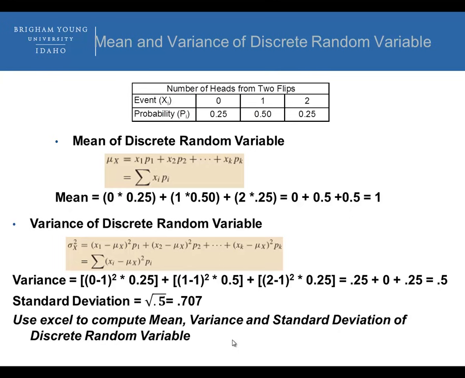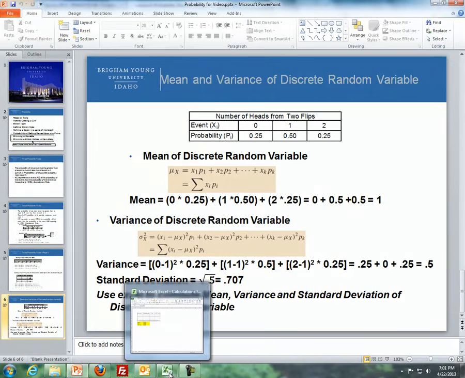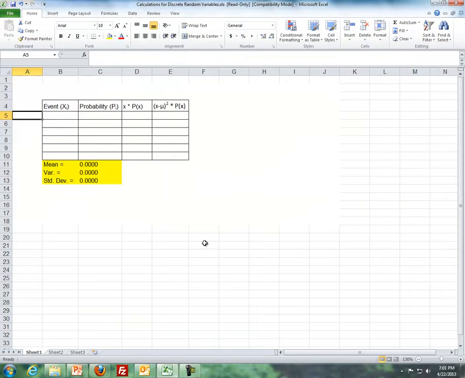Okay, so now what we're going to do is have you use Excel to compute the mean, variance, and standard deviation of a discrete random variable. Let me just go through an example of how you can do that. And this is in iLearn. You can get this in iLearn.